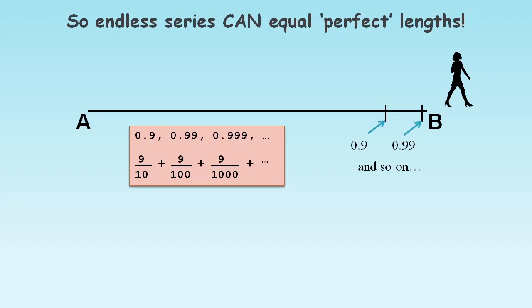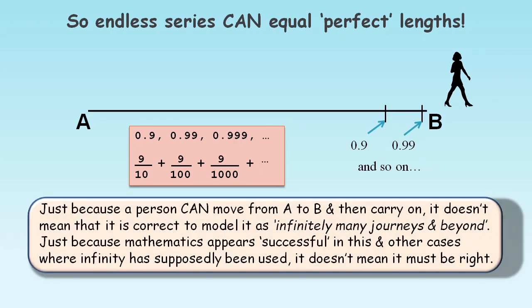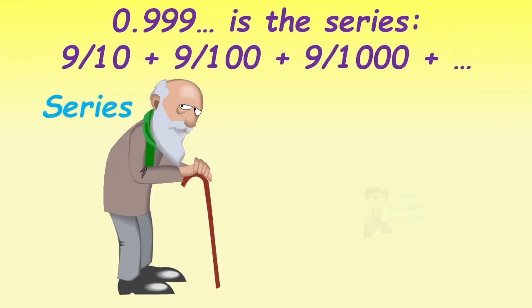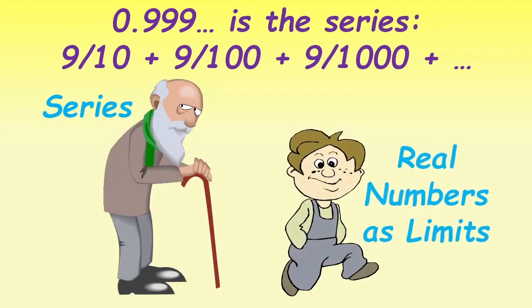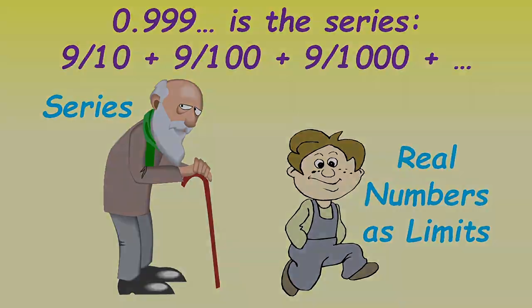But just because we know it's certainly possible to move from point A to point B, it doesn't mean that the concept of a completed infinity is the right way to model that journey. The argument that it appears to be successful can't be considered to be a valid argument for using infinity in mathematics. A real number is defined as the limit of the increasing partial sums.